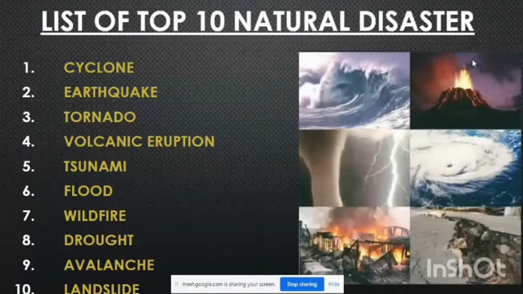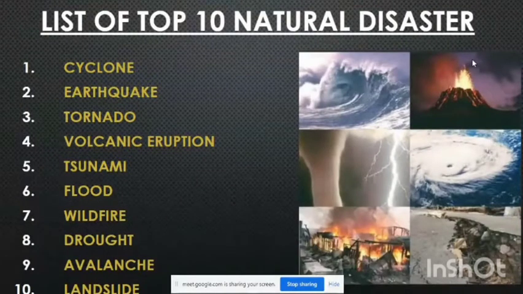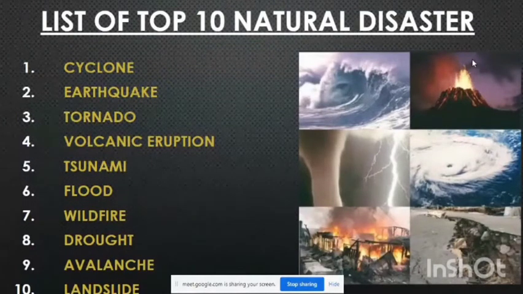List of top 10 natural disasters. First, cyclone. Second, earthquake. Third, tornado. Fourth, volcanic eruption. Fifth, tsunami. Sixth, flood. Seventh, wildfire. Eighth, drought. Ninth, avalanche. Tenth, landslide.